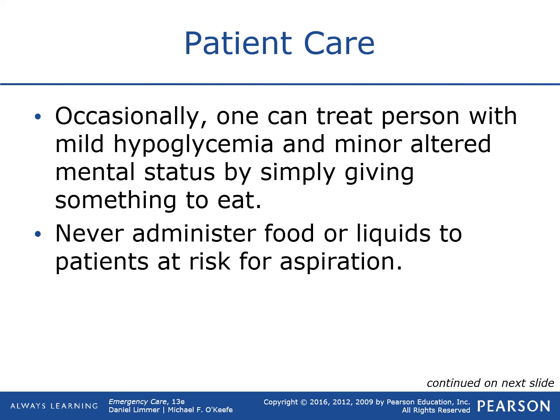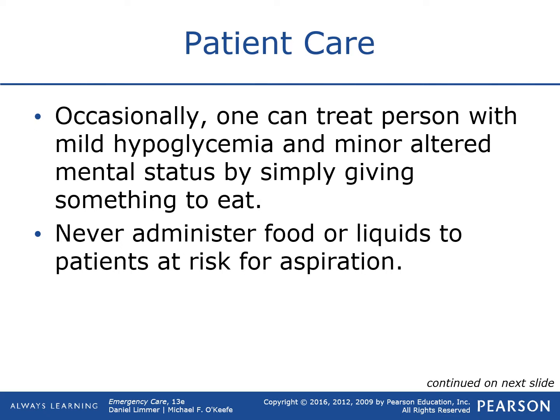So occasionally we can fix a mild hypoglycemia and minor altered mentation by just giving the patient something to eat. Because if we give someone something to eat, their body's blood sugar levels will rise. Keep in mind, when they're altered, they might be to a point where they can't swallow, and if they can't swallow, anything that you give them orally might make them aspirate. So do not let them aspirate because you're trying to shove food or liquids down them.